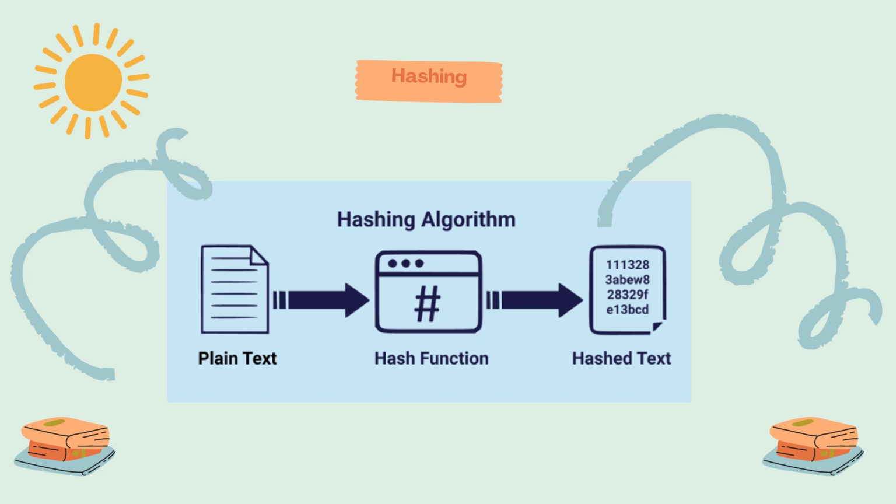Hashing is the process of converting input data of any size into a fixed size string of characters, typically for the purpose of data storage, retrieval, or our main focus, which is security verification. As you can see here, the plain text is converted into a hashed text of fixed size using the hashing algorithm or the hash function.